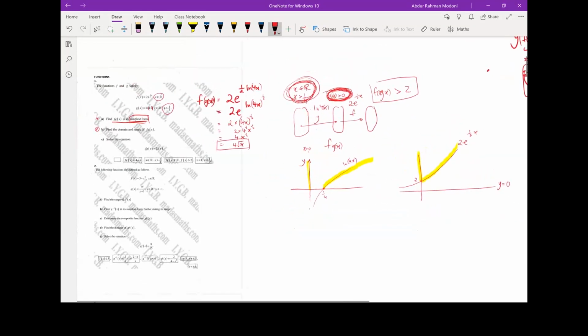So what's our answer for this? The domain and the range. This is the domain, and this is valid for both g of x and f of x. And what's the range? This is my range: fg of x is greater than 2.